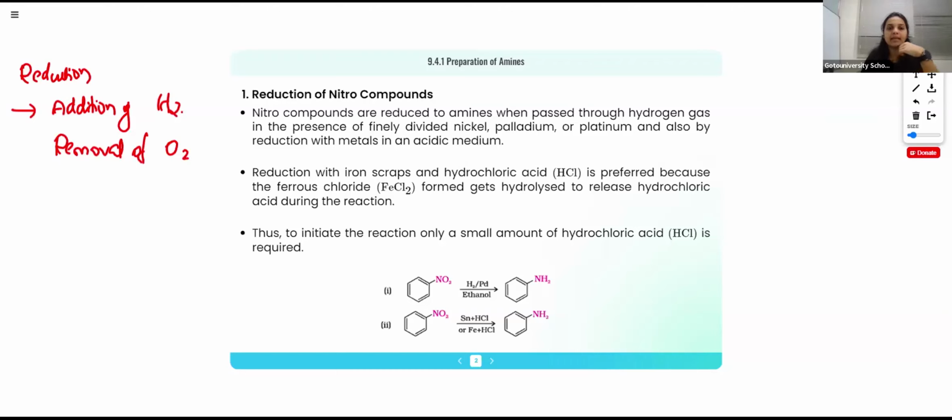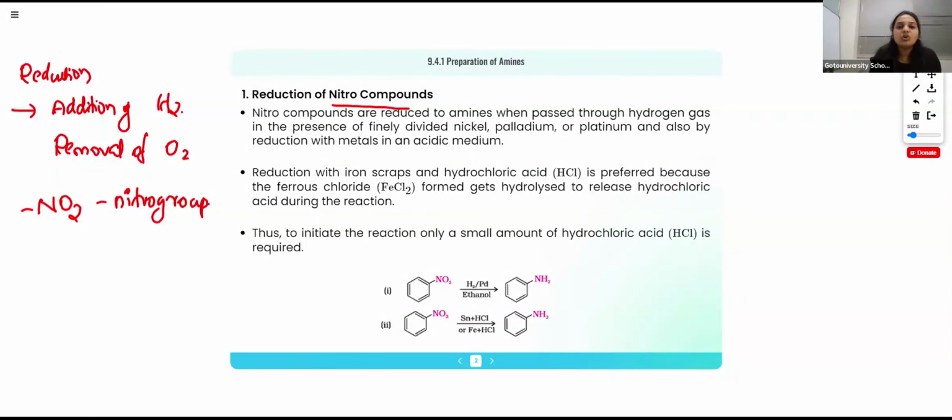Okay. Then, see, nitro compound. We are going to prepare amines from nitro compounds. Before that, what is a nitro group? NH2 is the amino group. Then what is the nitro group? The NO2 group is called a nitro group.